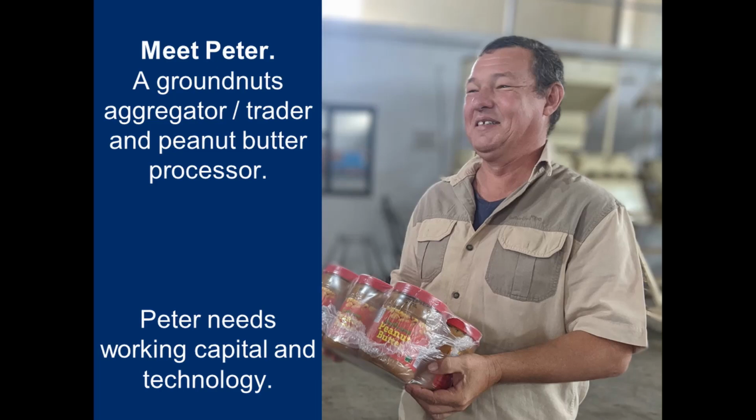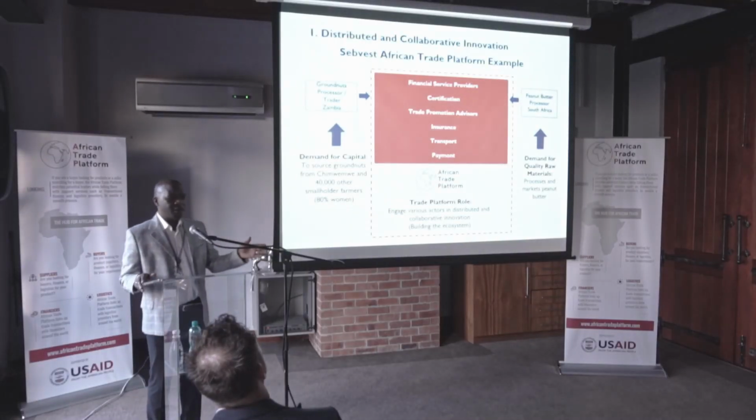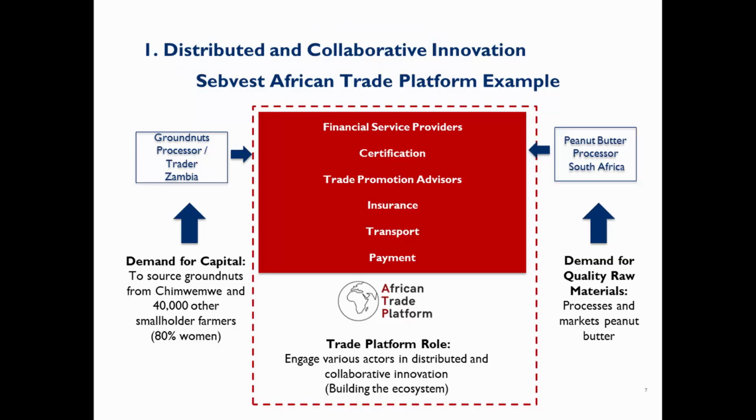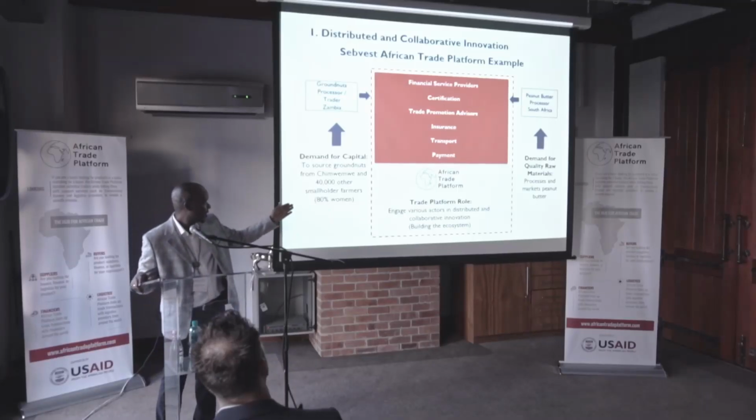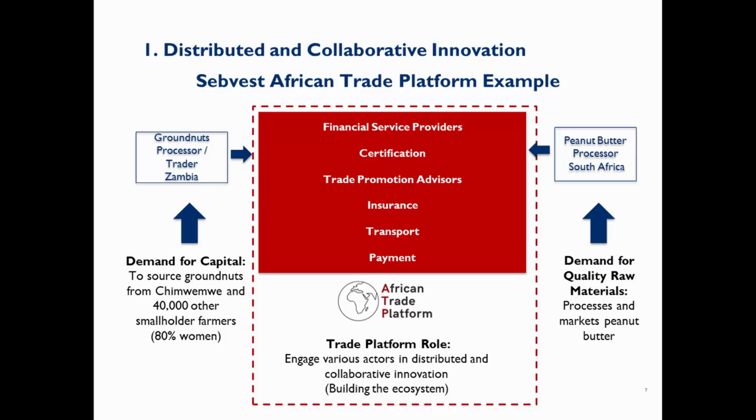So Peter needs working capital and technology that is not available in Zambia, but is available in South Africa. This is where the African Trade Platform comes in terms of what it offers. So Peter can source the groundnuts from Chimwemwe and 45,000 other smallholder farmers, 80% of whom are women, and act as an aggregator and work with a buyer in South Africa who is looking for the raw material. But for that to happen, a number of services are required to make that trade possible. So the African Trade Platform then comes in handy in terms of offering those range of services.